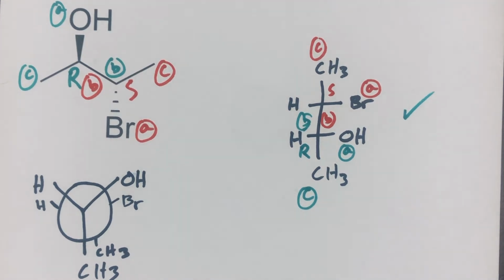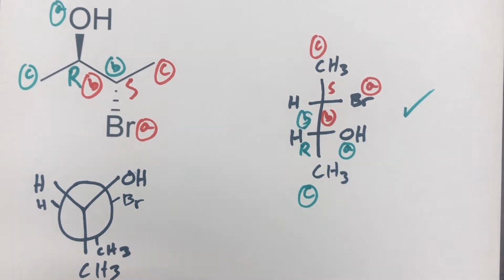Again, there are multiple that you can draw. If you rotated for a different eclipsed Newman when you started, you're going to get a different Fischer. But again, it's all correct as long as your absolute configuration is consistent with all of the possible representations.